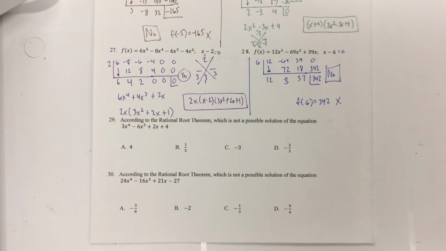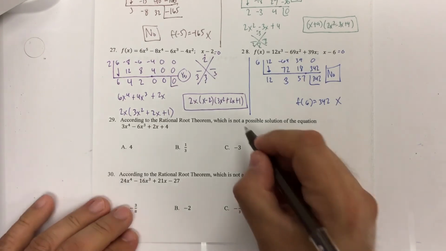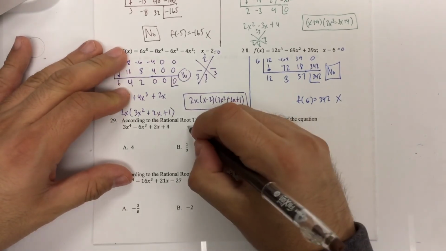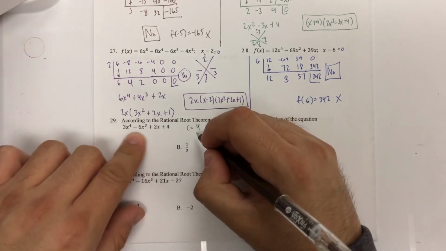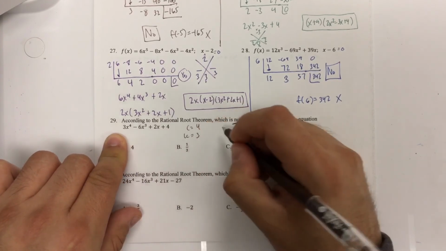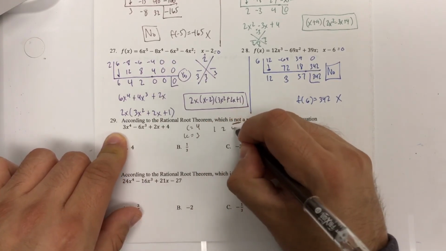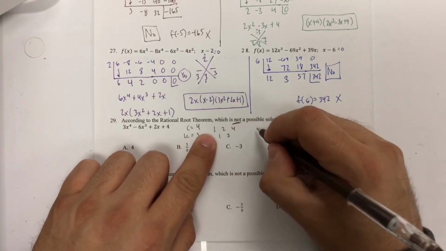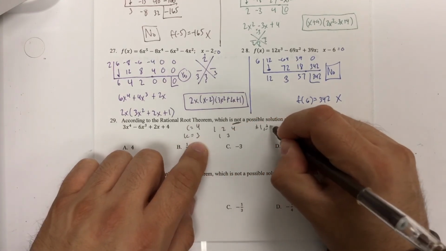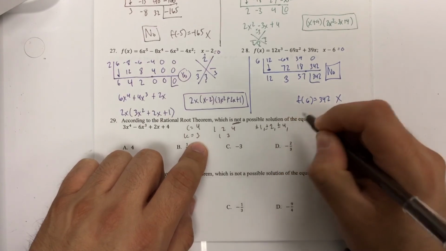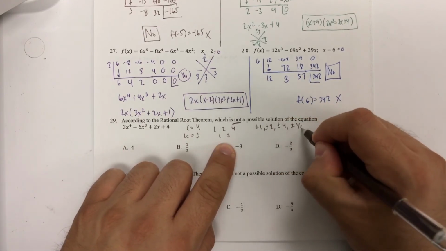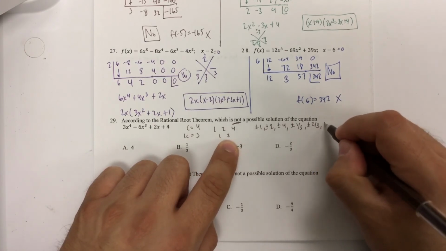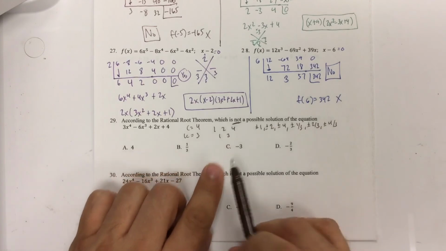It says, according to the rational root theorem, which is not a possible solution of the equation. So pretty much we're just going to find the constant term. In this case, it's a 4, and the leading coefficient, which is a 3. So the factors of 4 are 1, 2, and 4. Factors of the leading coefficient are 1 and 3. So my possible solutions are plus or minus 1, plus or minus 2, plus or minus 4. And then we're going to divide by 3, plus or minus 1/3, plus or minus 2/3, and plus or minus 4/3.